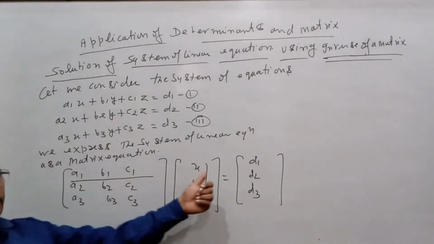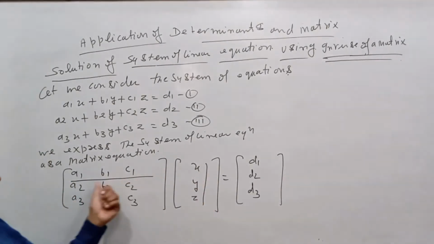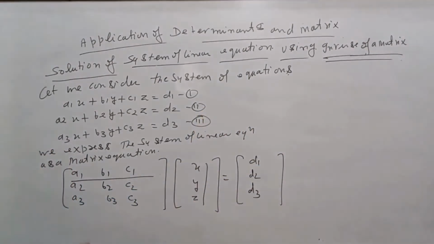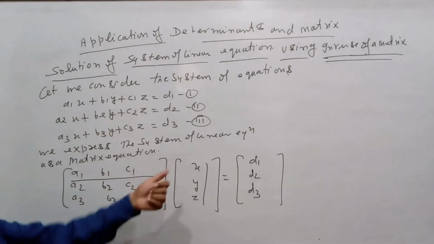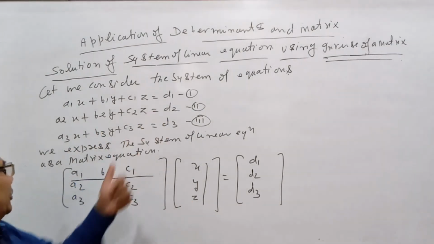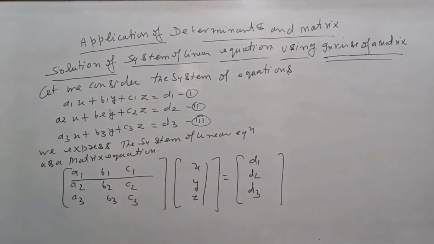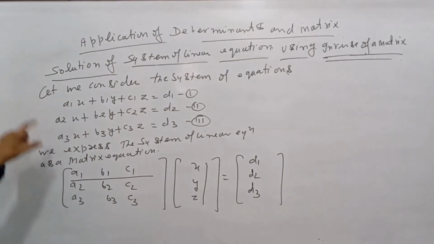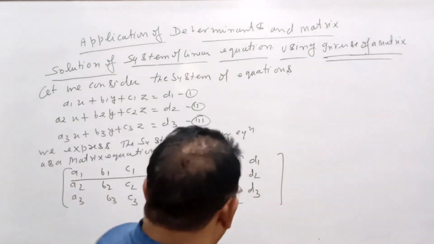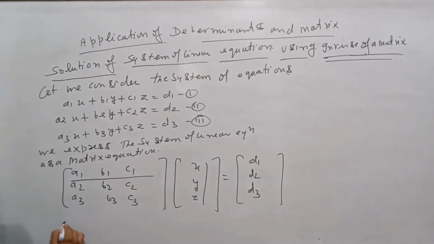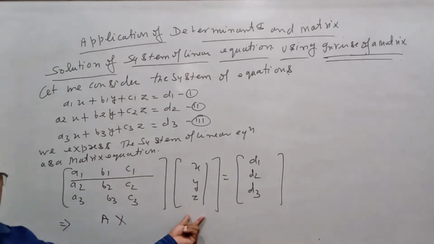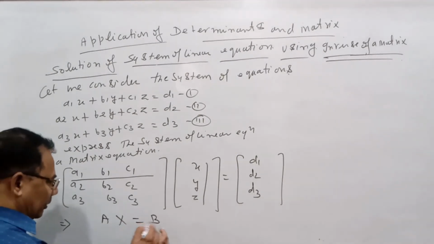So then R1 into C1, that is a1x plus b1y plus c1z is equal to d1. We obtain the first equation, and similarly a2x plus b2y plus c2z is equal to d2. That is the second equation. Similarly, we get the third equation. So therefore, we can express this system of linear equations in the form of a matrix equation. This is called the matrix A, this is the variable matrix X, and this is equal to B.